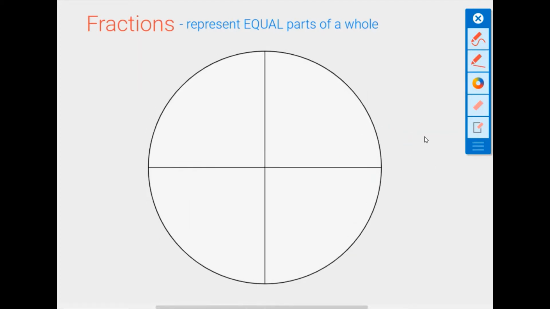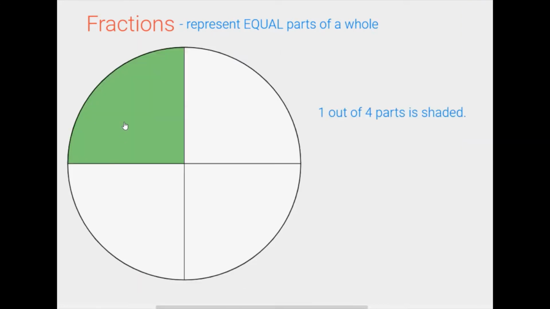Now let us look at this example. Notice that this whole circle is cut equally into four parts. 1, 2, 3, 4. That means each of these four parts are actually fractions. Now, if we shade one of the parts here, we say 1 out of 4 parts is shaded.